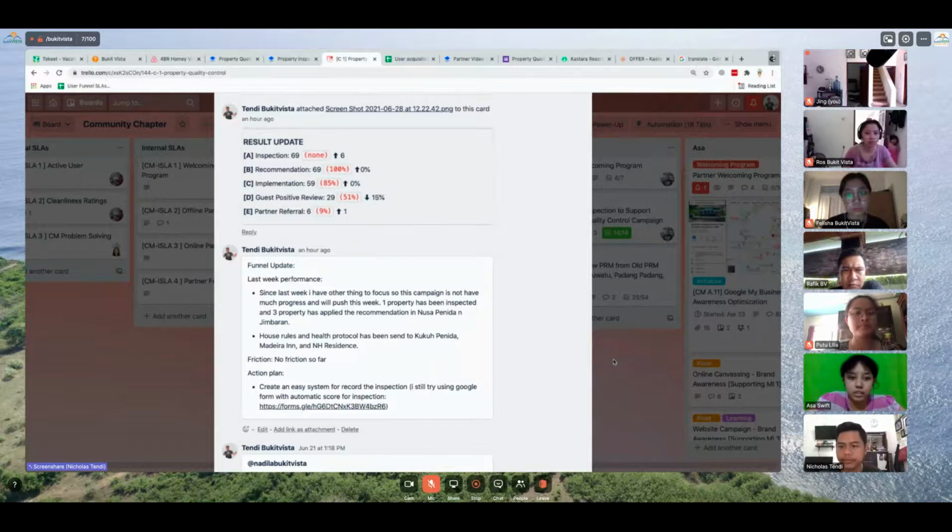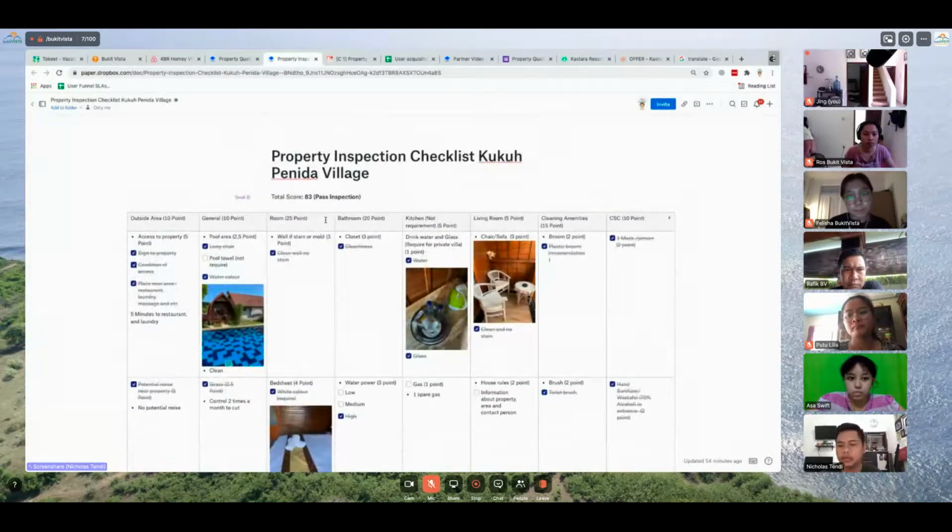Maybe Kak Tandy, I'd like to ask. So the minimum score is 80, if I'm not mistaken. Yeah, 80. Okay, so what if the property partner, the property, has already passed the 80? Do we need to maximize it to 100, to have the complete score for the property, or is 80 enough so we don't have to complete the other checklist?